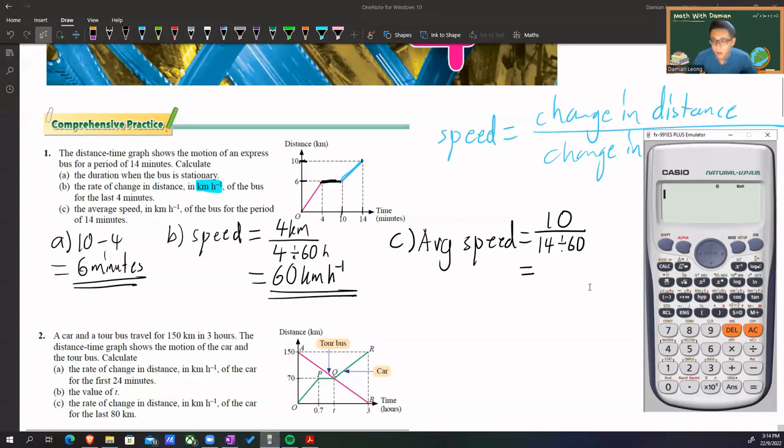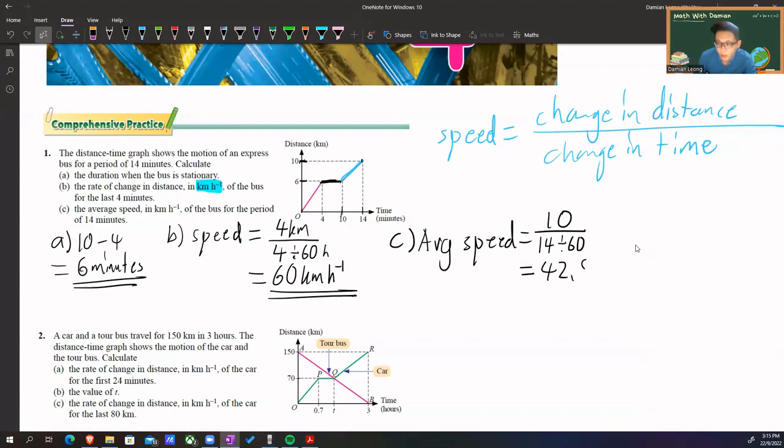So once again, key into the calculator, make sure you bracket 14 over 60 if you're using MS version. If you're using ES or EX version, you can always use the fraction form. So you will get 42.857, so I can round it off to 42.86 km per hour. That is for the first question here.